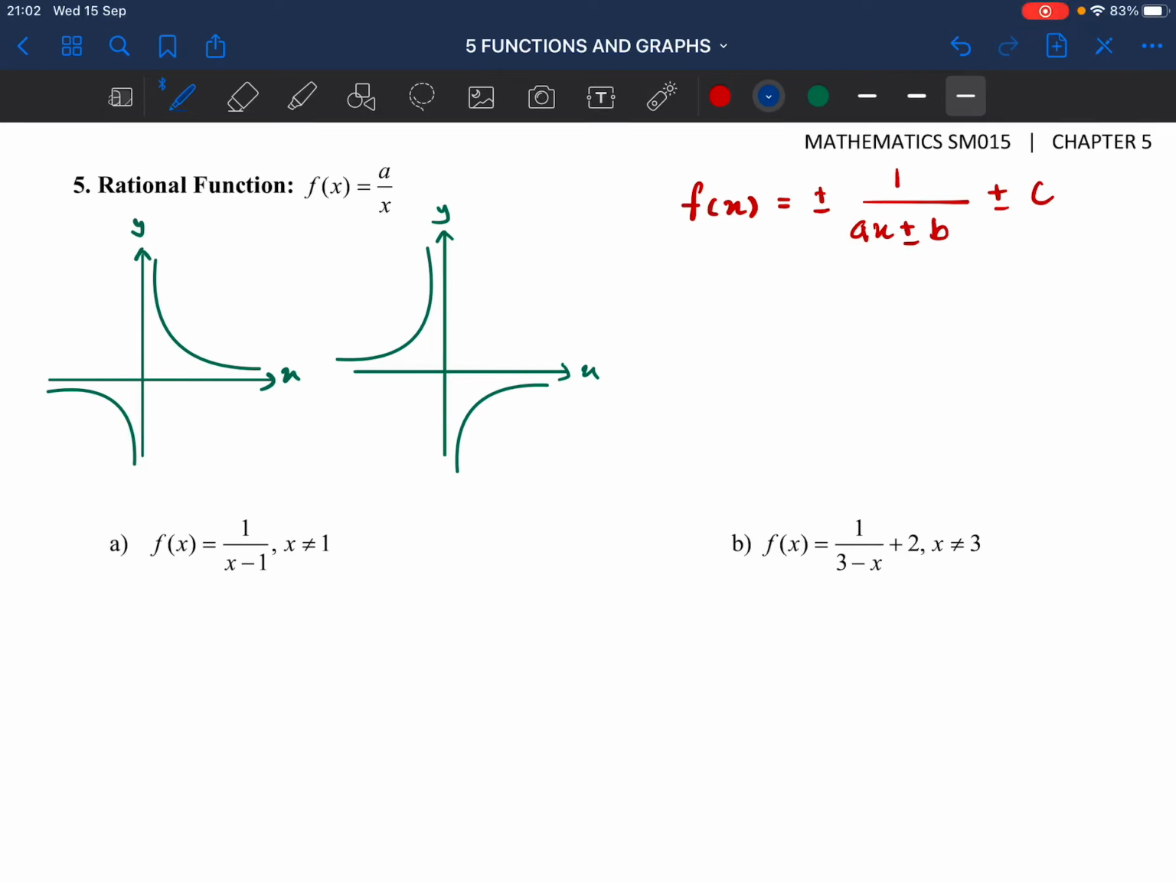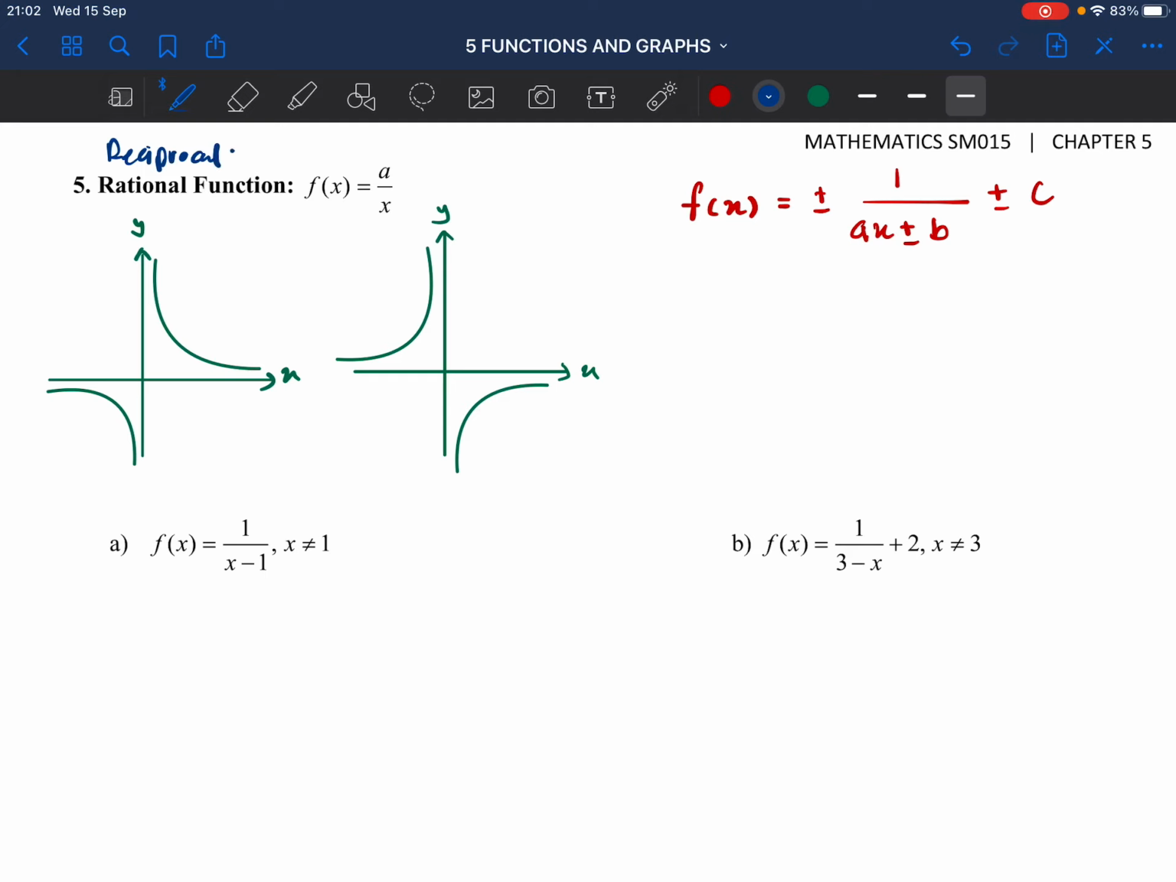So today we are going to see how to sketch a rational function. So apa tu rational function? Dekat sini dia dalam bentuk fraction macam ni lah. Okay, which is yang di atas ni biasanya akan jadi constant. Okay, kita kadang-kadang panggil juga dia sebagai reciprocal function.